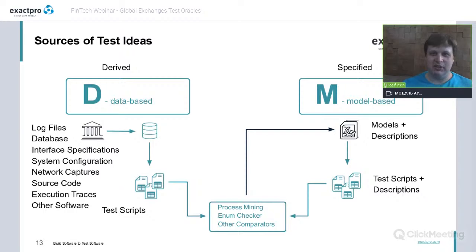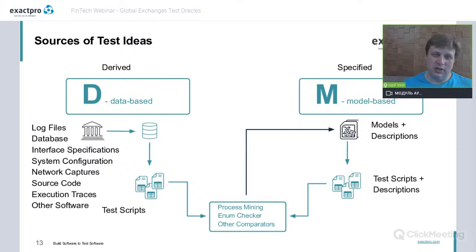Specified is where we use a formal model to define what the output should be, what the inputs should be. And we use this model that is based on specification, on requirements for our system, ideally formally specified in some machine readable form. So these are specified test oracles.